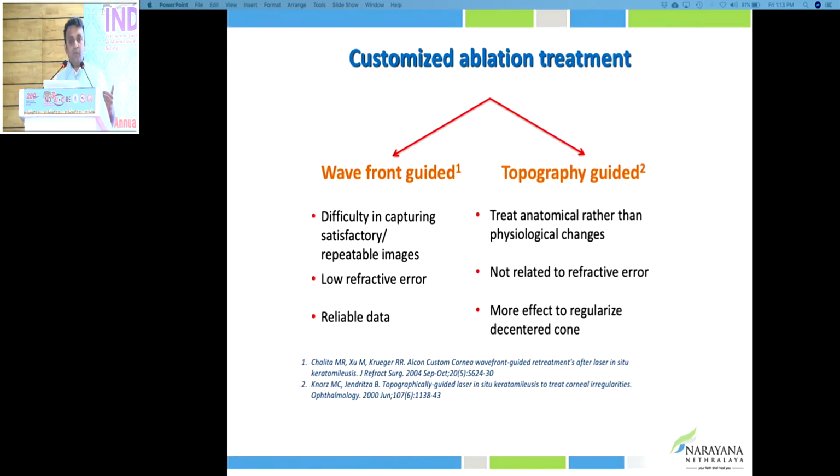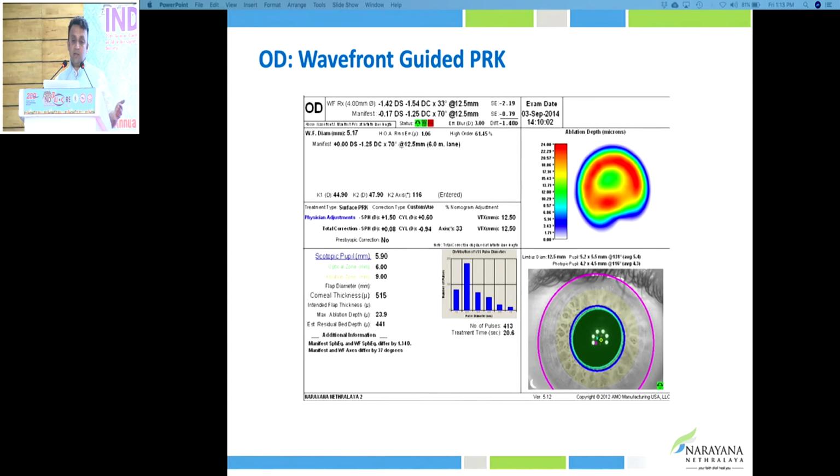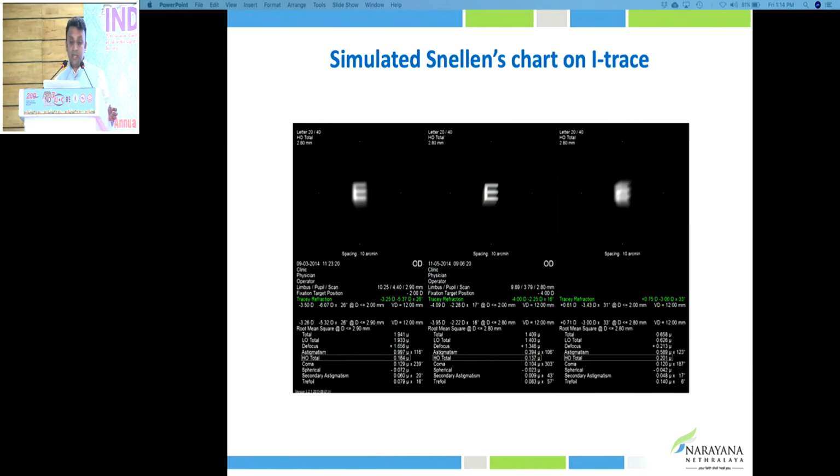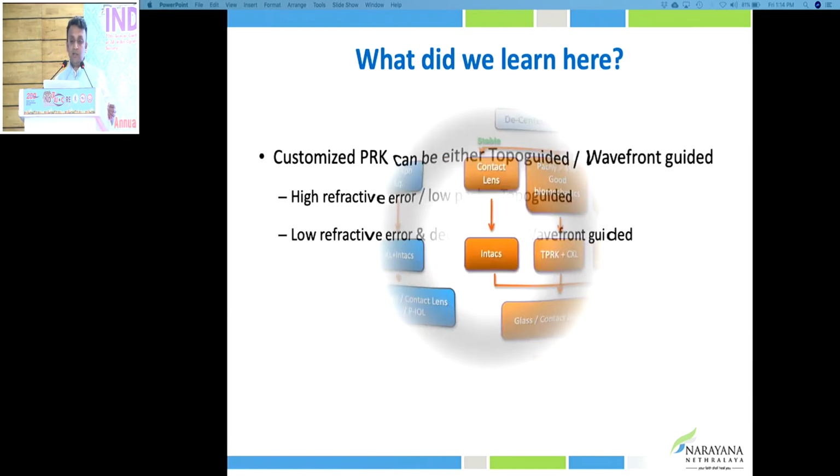When do we do it? Well, if you have reliable wavefront data and low refractive error, because wavefront-guided treatment does not allow you to undercorrect significantly. In such cases, you can do it. So in the same patient, I did right eye wavefront-guided PRK and reduced the refractive error, because the refractive error already was less. And you can see from here, preoperatively and postoperatively, remarkable improvement, and the patient had unaided 6/6 vision. So what do we learn from here? Customized PRK, either topo-guided or wavefront-guided, can be done. High refractive error, low pachy, topo-guided is best. Low refractive error with decent pachy, wavefront-guided treatment can also be done.